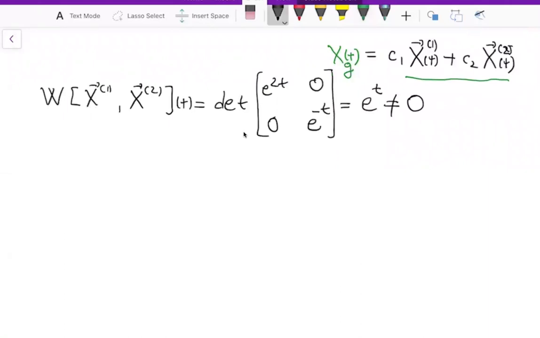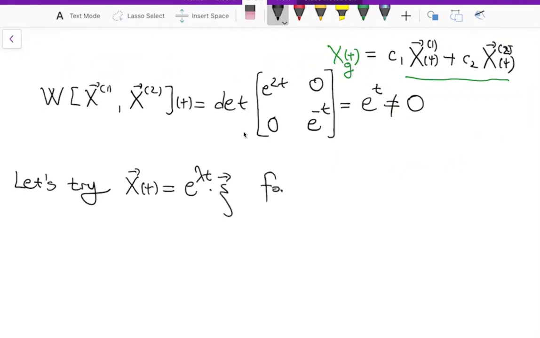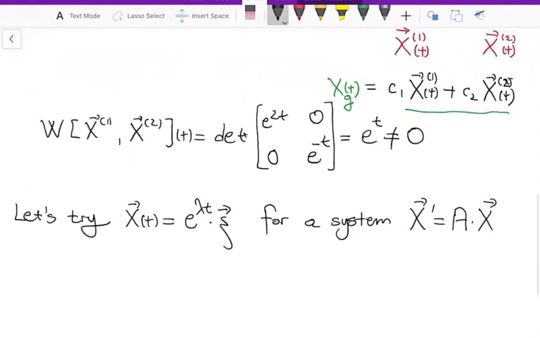Now, let's try x equal to e to the lambda t times a vector c for a system x prime is equal to Ax. So do we always have this kind of solutions, or maybe when do we have this kind of solution? Under which restrictions do we have these kind of things? Okay, so maybe it's just a coincidence. I mean, they are of this form.